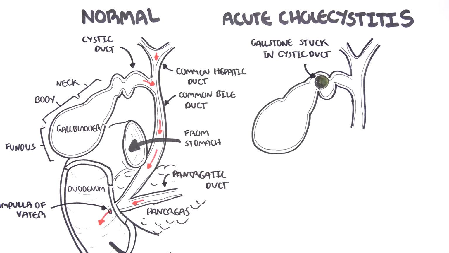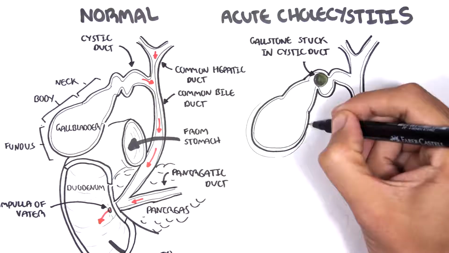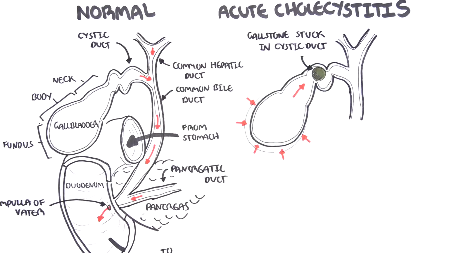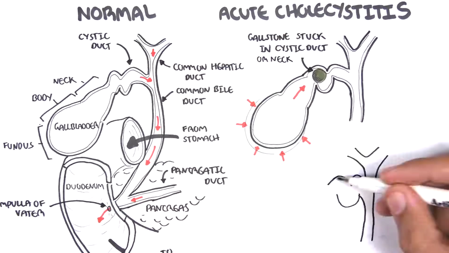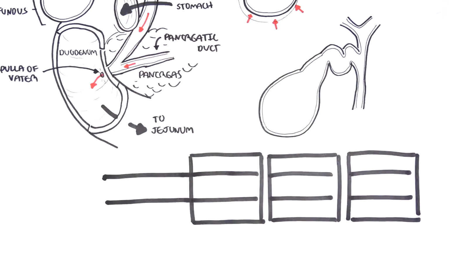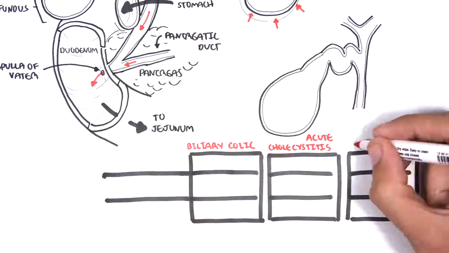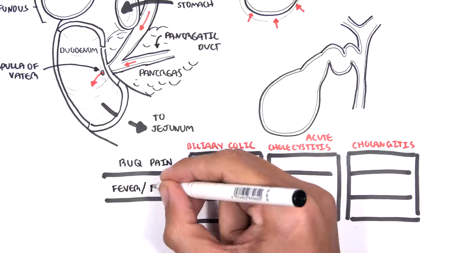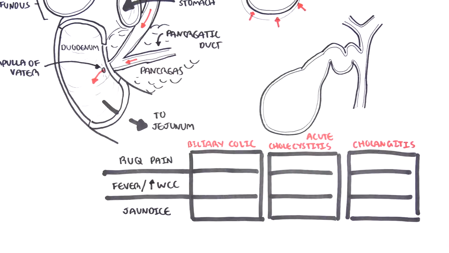So when the gallstones get stuck in the cystic duct, the gallbladder will try to contract and push it out without any success. And this obstruction results in inflammation to the gallbladder, and this is acute cholecystitis. Acute cholecystitis shares similar features to two other conditions called biliary colic and cholangitis. But these three conditions do differ. We won't talk about them now, but they differ in the pain, having fever or increased white cell count, and finally jaundice, which is yellowing of the skin.